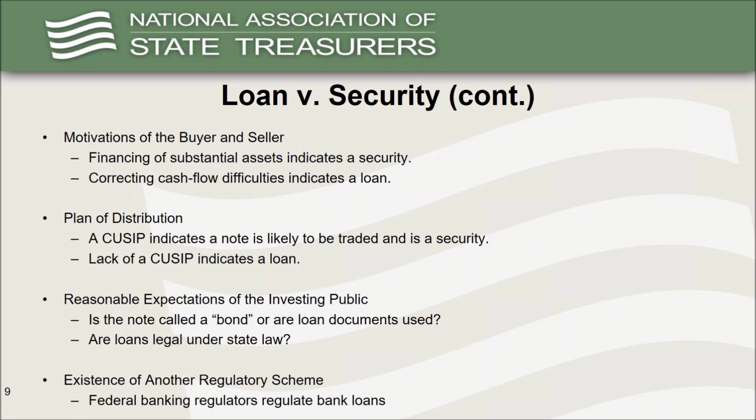And finally, the existence of another regulatory scheme. In the case of banks, federal banking regulators regulate their loans. If it's another type of investor that's not a bank, there may not be an alternative regulatory system that would regulate that lending activity, and that would be a factor that the courts might consider in saying, well, since there's no alternative regulatory system, maybe we should treat this like a security, because then at least the SEC will regulate it.